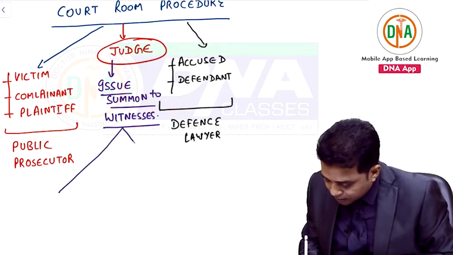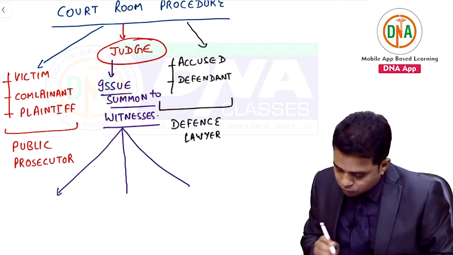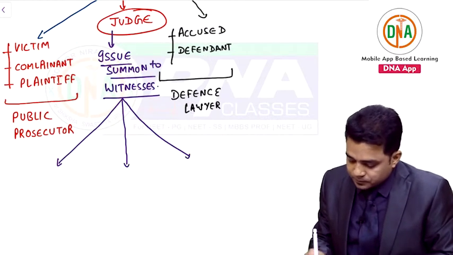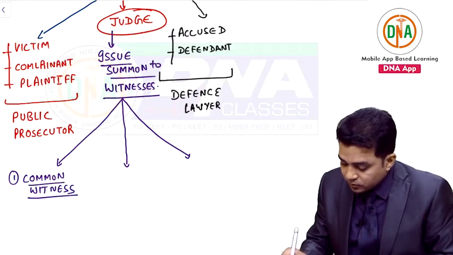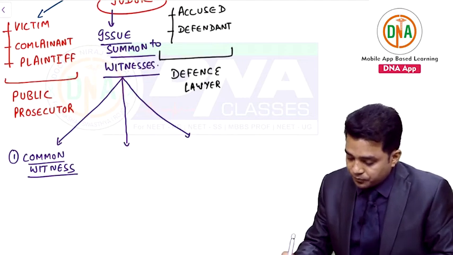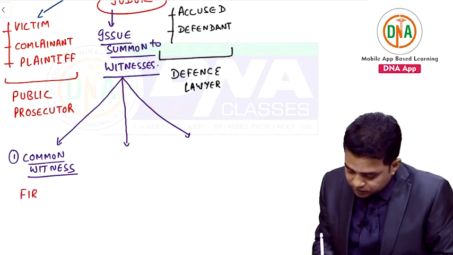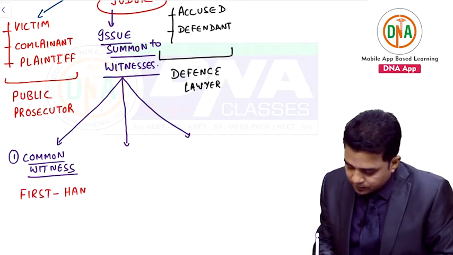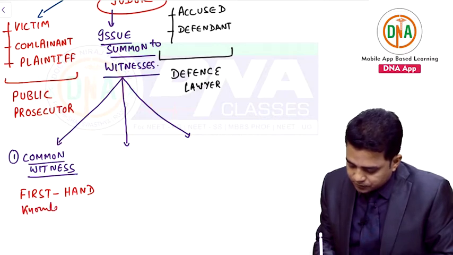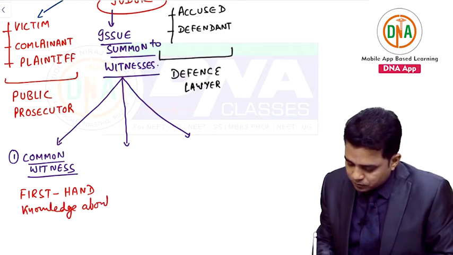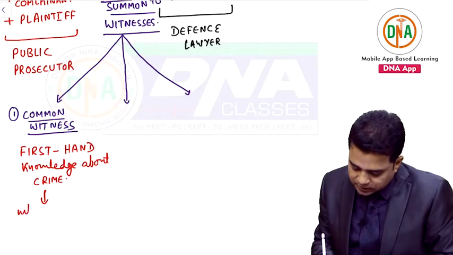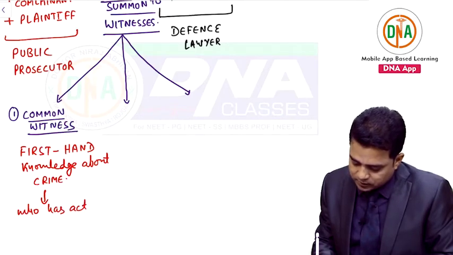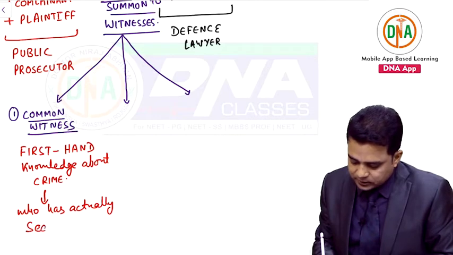Then what are the types of witnesses you should know to solve your questions? Number 1 is the common witness. Who is a common witness? A person who has first-hand knowledge about a crime. This simply means who has actually seen the crime, a person who has actually seen the crime by his eyes.